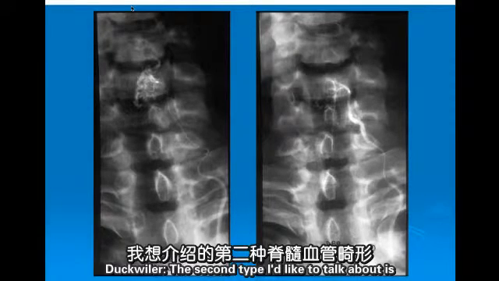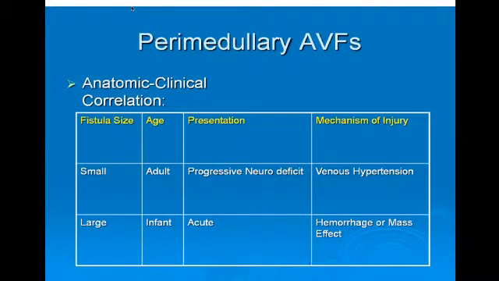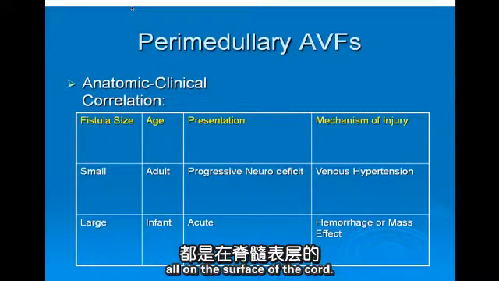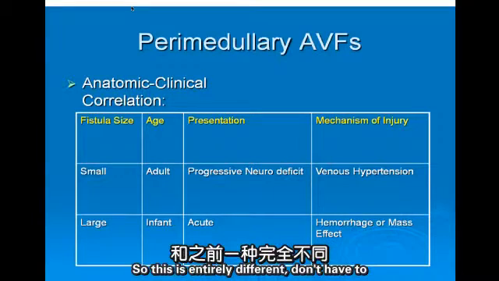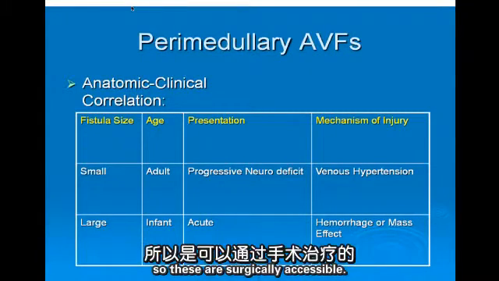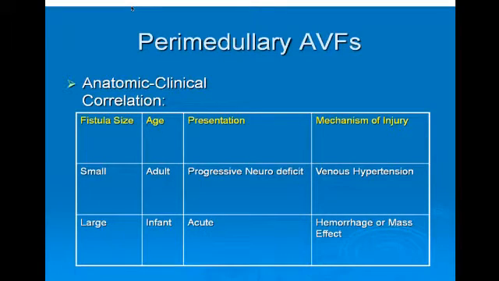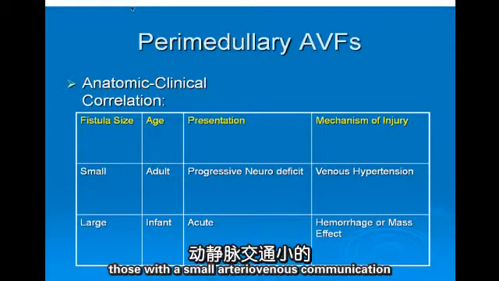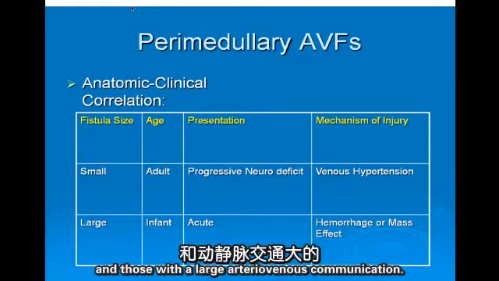Second type I'd like to talk about is perimedullary arteriovenous fistula. Now these are vascular malformations on the surface of the cord. So this is entirely different. Don't have to dive into the cord to get at these, so these are surgically accessible. But there are two different subtypes of this. Those with a small arteriovenous communication and those with a large arteriovenous communication.